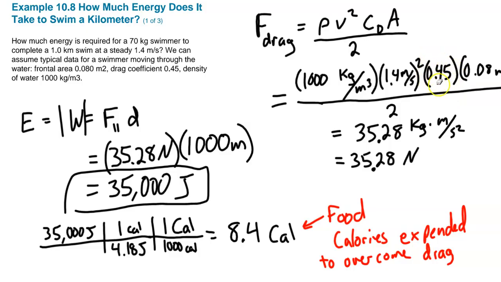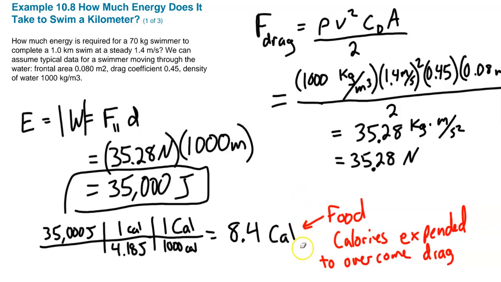This would be more like some fish that would have a drag coefficient of 0.45 in the water. But anyways, the other issue here is that your body's having to do more than just overcome the resistance of the water. It's having to move legs up and down and arms around, and maintain body temperature. So swimming for a kilometer, you would probably burn more like 500 food calories. That's why if you ever swim a lot, you're really hungry afterwards.